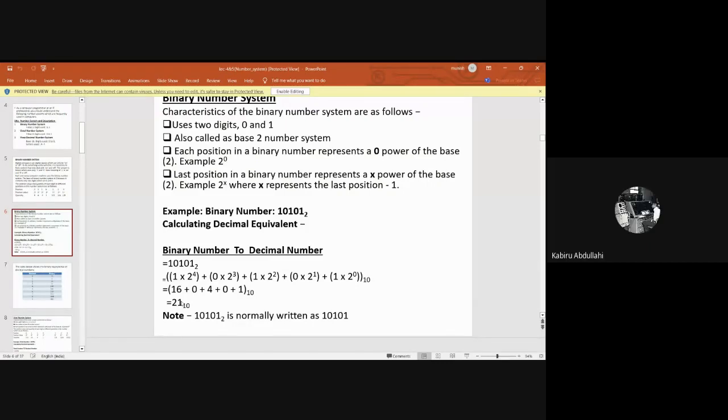Yeah, it is correct. I get 21. So you got it? If you are given some binary number, how you can convert it into a decimal number, right?